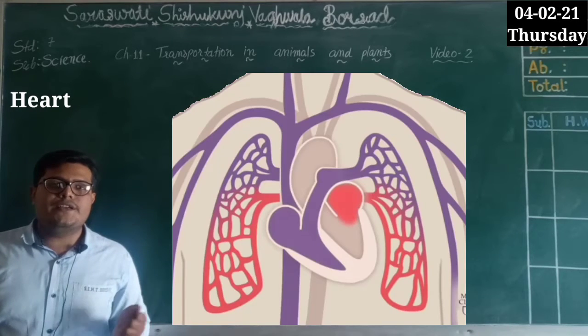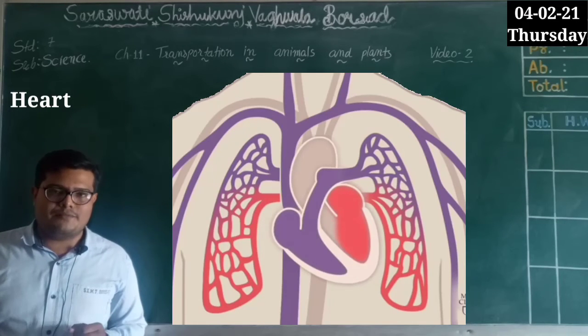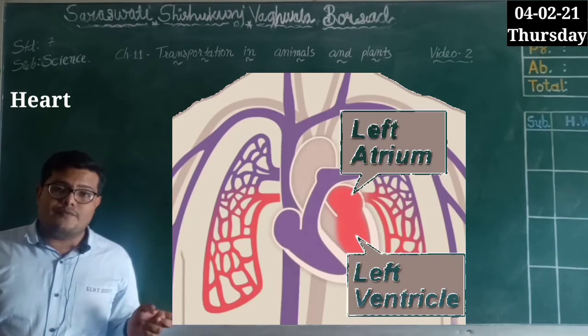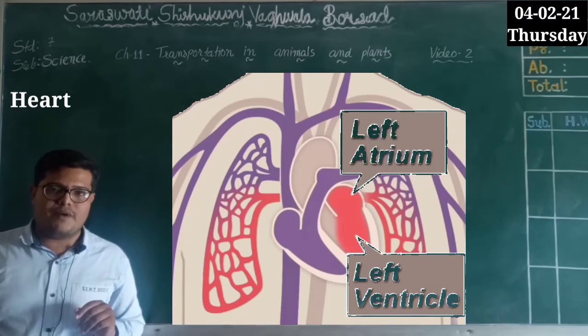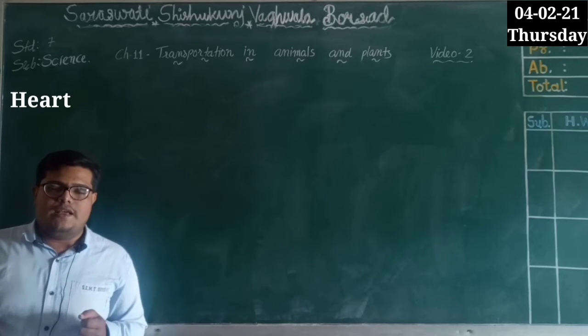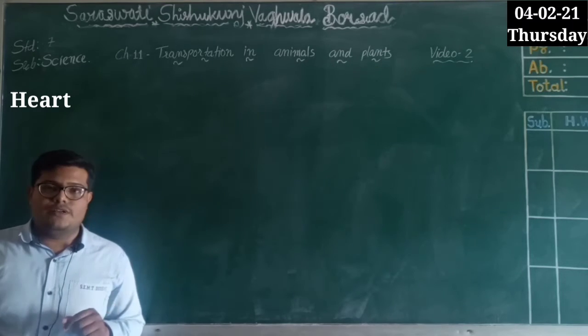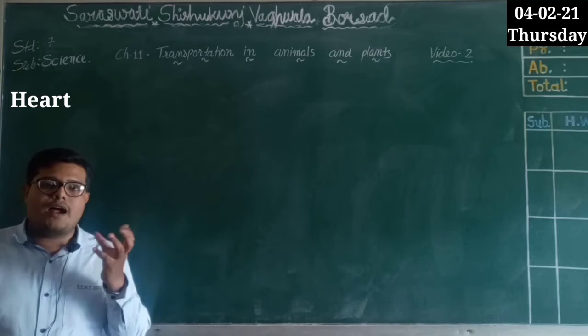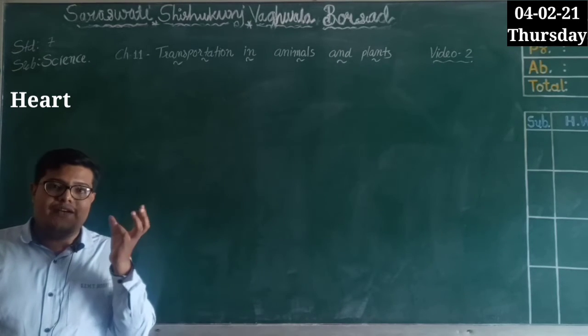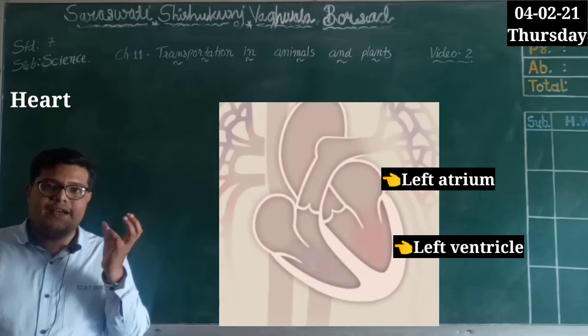You can see here the left chambers, the left atrium and left ventricle. They are an important part for the oxygenated blood, the blood which has oxygen. Now our heart beats, so our heart contracts and relaxes, contracts and relaxes.